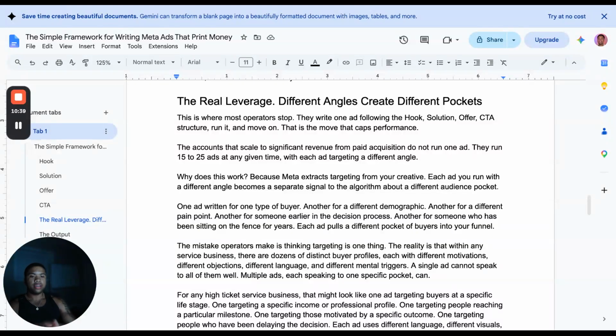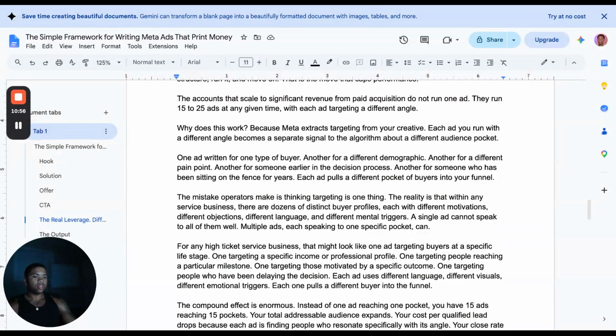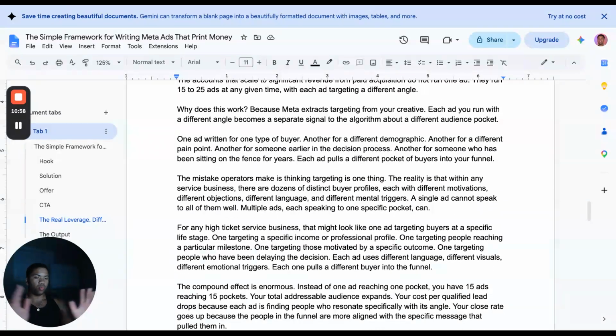Others are going to be dealing with a specific pain point. Another might be for someone who was a little earlier in the decision process. Another one could be for someone who's been sitting on the fence for years. Each ad is going to pull a different type of person into the funnel. And the mistake I see so often is thinking targeting is one specific problem. That's just not even how we're wired as humans. We all have different motivations to take specific actions.